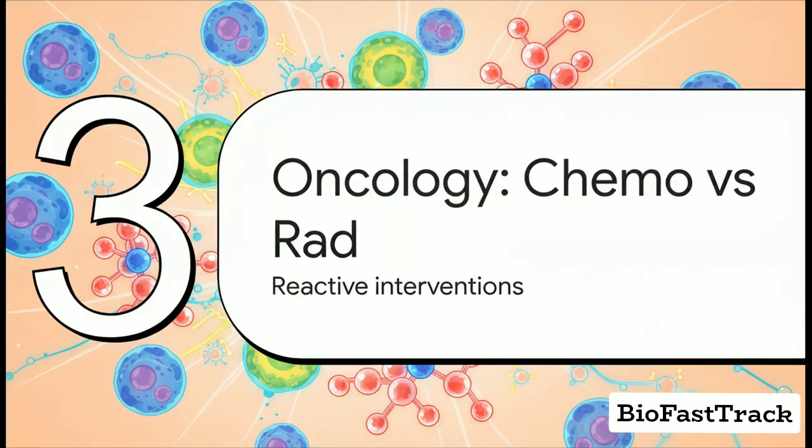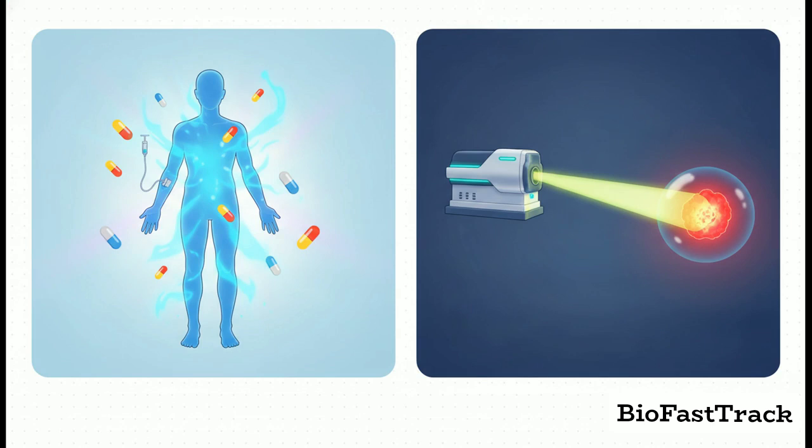All right, Section 3. Oncology. Chemo versus radiation. Reactive interventions for cancer. So we're shifting away from preventative tools now to focus on reactive interventions. Specifically, we're looking at oncology and cancer, which at its core is a disease defined by false mitosis and abnormal cell division. Let's look at our two main approaches.